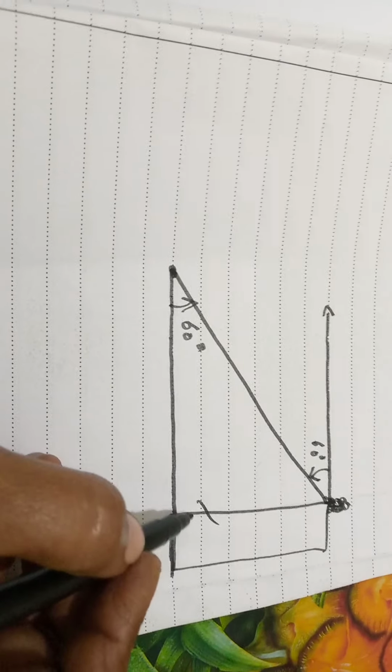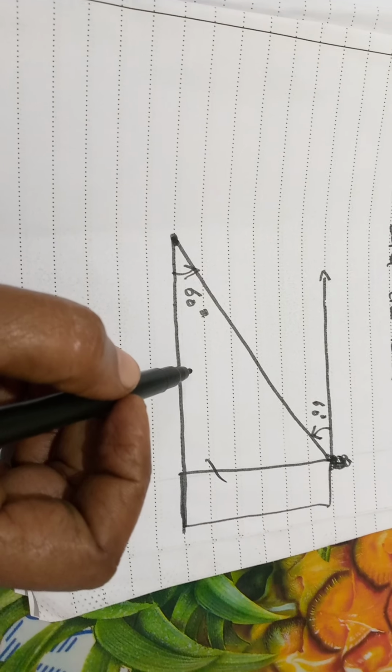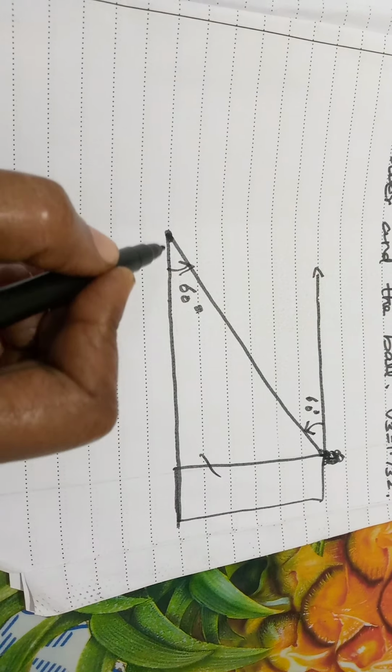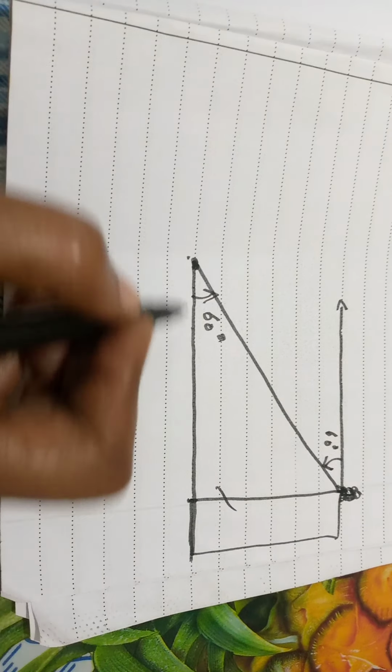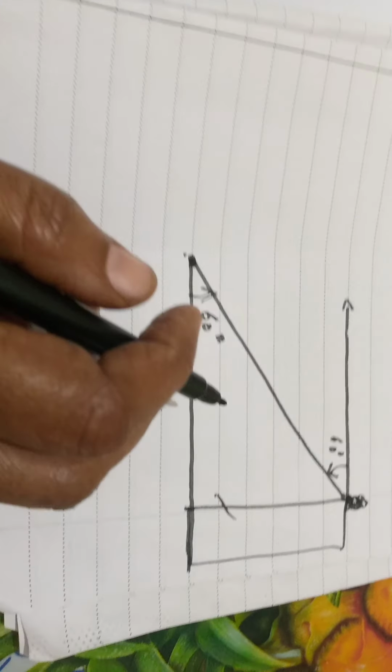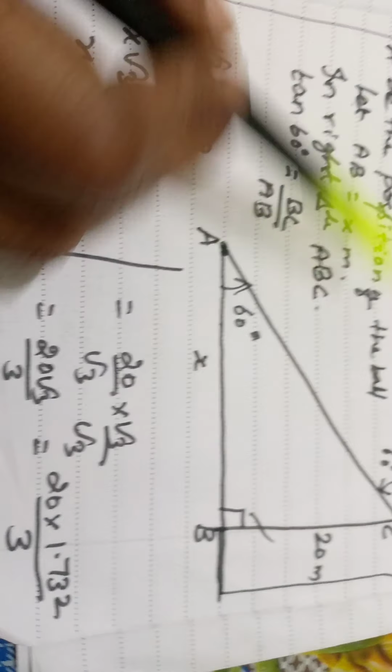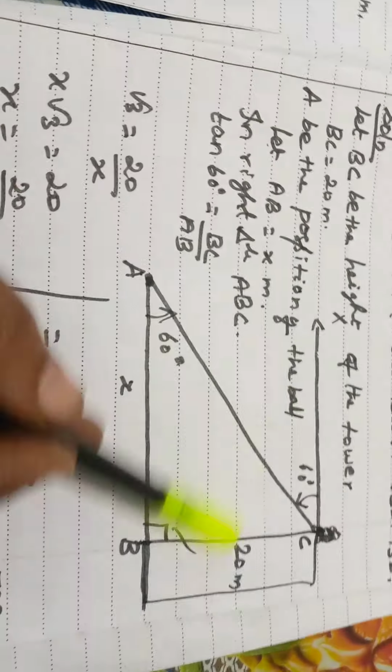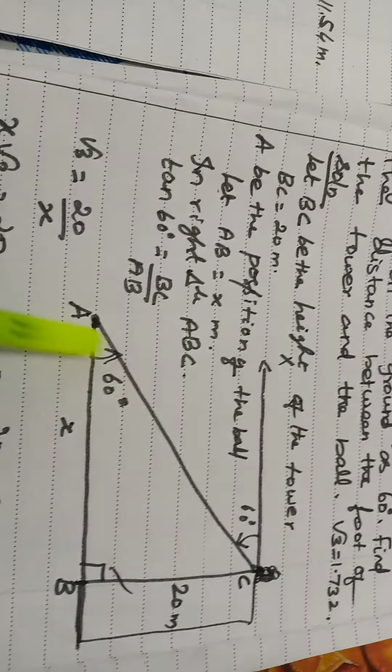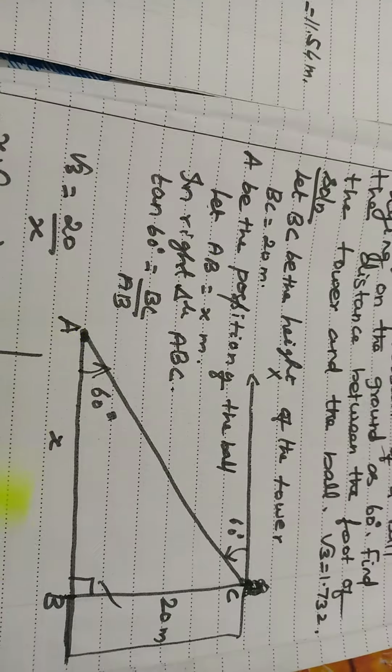Did you understand the diagram? So we have to find the distance between the foot of the tower and the ball. This distance we have to find out. Let BC be the height of the tower. BC is given as 20 meters. Let A be the position of the ball. AB let us take as X.